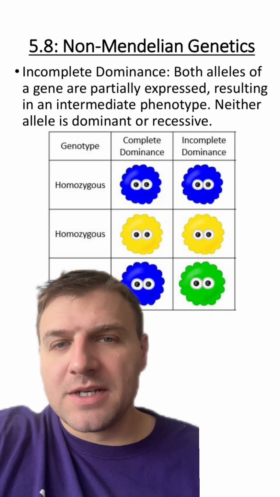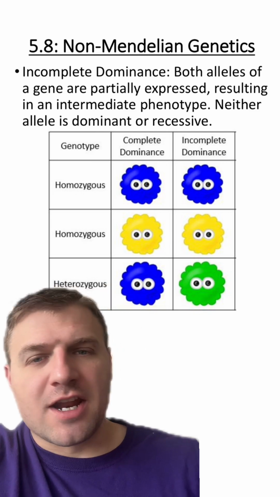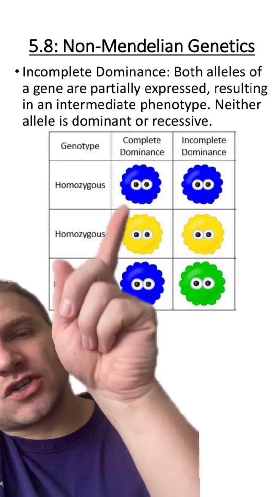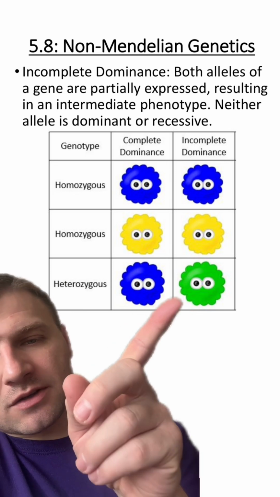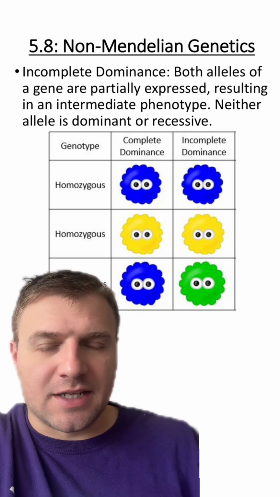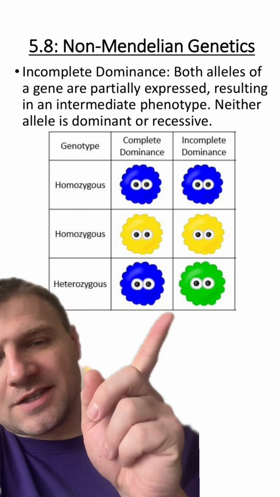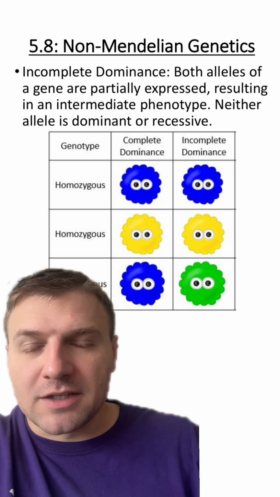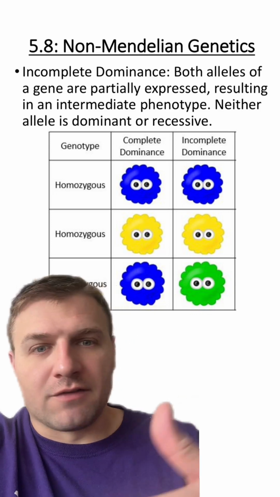Our second type of non-Mendelian genetics is something called incomplete dominance. Remember, with normal Mendelian genetics, we only have two phenotypes. We have the dominant phenotype and the recessive phenotype. In incomplete dominance, the heterozygous form is going to have a distinct and different phenotype than the two homozygous phenotypes. You can see in this example, the phenotype is going to be a mix of the two alleles. In this case, it's green, which is a combination of yellow and blue.